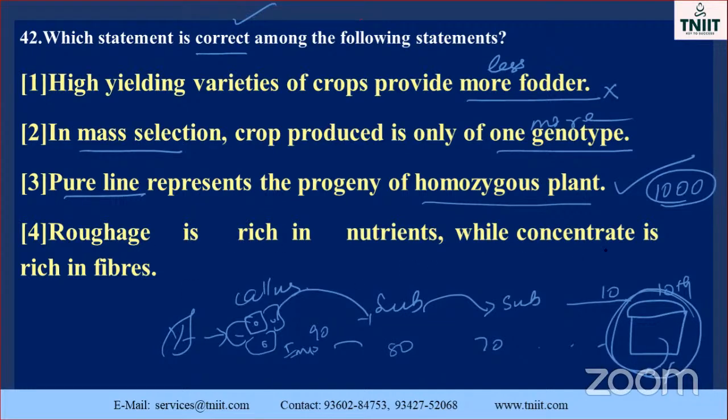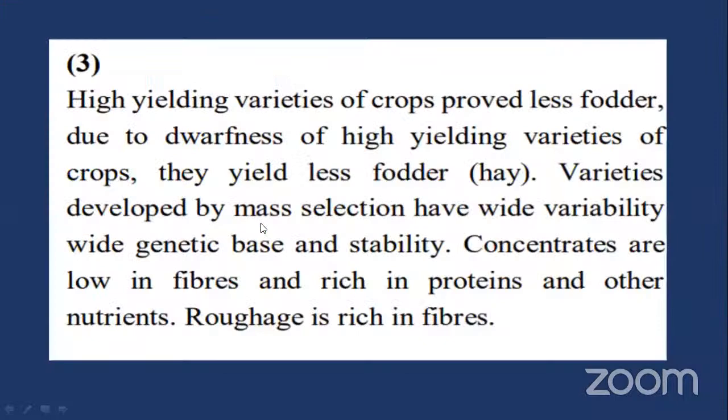Roughage is rich in nutrients, while concentrate is rich in fibers. Roughage is not rich in nutrition; only the fibers are present in it. Less nutrients. See the option: high yielding variety of crop provide less fodder. Already told you, due to the dwarfism of high yielding varieties of crop, they yield less fodder. Already told you, variety developed by mass selection have wider variability, wide genetic base and stability. Concentrates are low in fibers and rich in proteins and other nutrients. Roughage is rich in fiber only, I told you. Okay, so that is very, very important, my dear. So the third one is the correct answer.